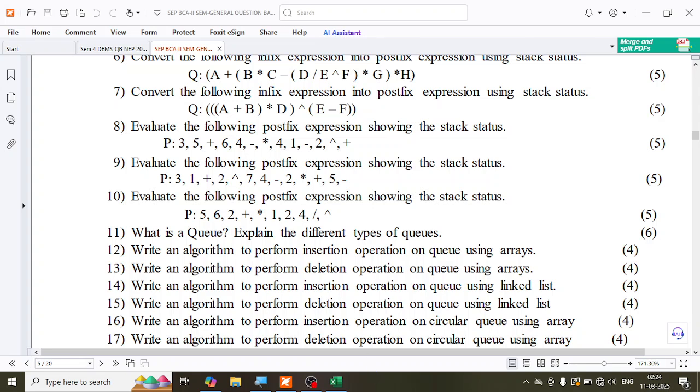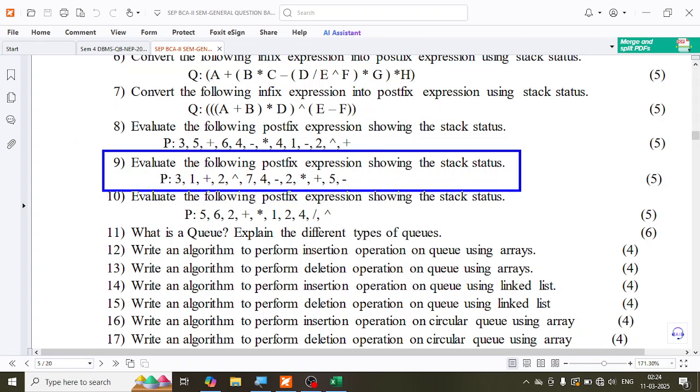Let us solve question number 9 in unit 3 of your question bank. The question is as follows. We are supposed to evaluate the following postfix expression showing the stack status.